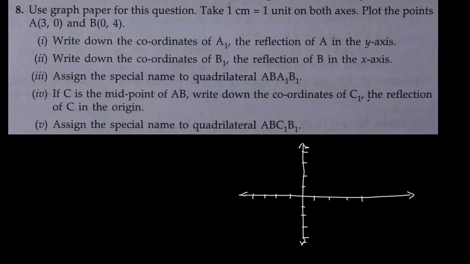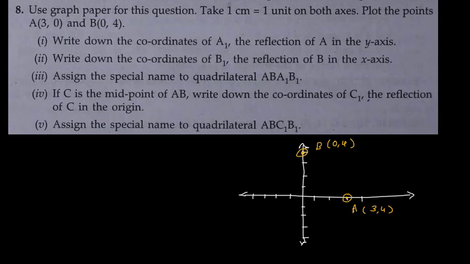Now here I have to take point A, which is (3, 0). So along the x-axis we have 3 and along the y-axis 0. So this is the point. This is point A, which is (3, 0). And then I have a point B (0, 4). So 1, 2, 3, 4. So this is the point. Okay, this is point B (0, 4).